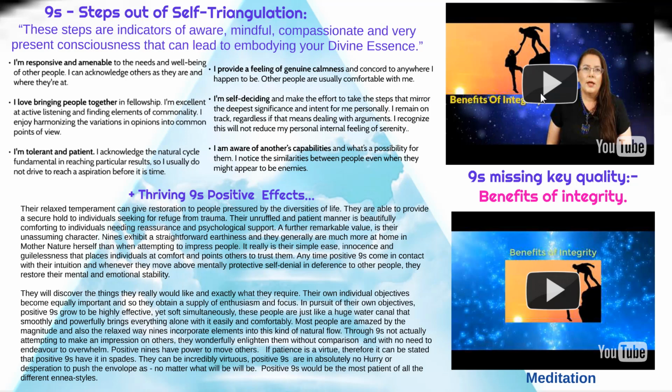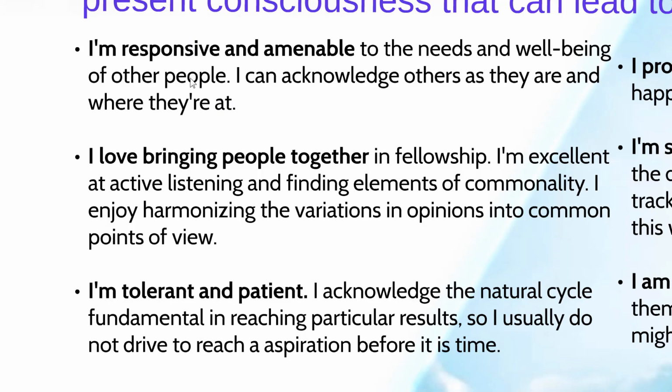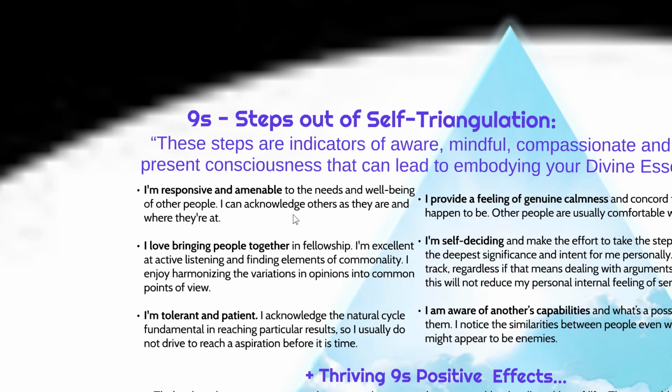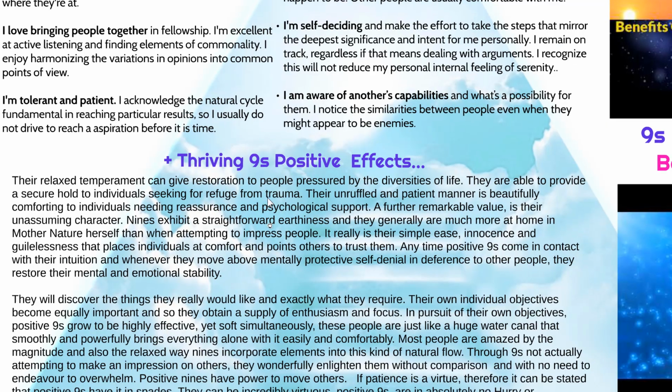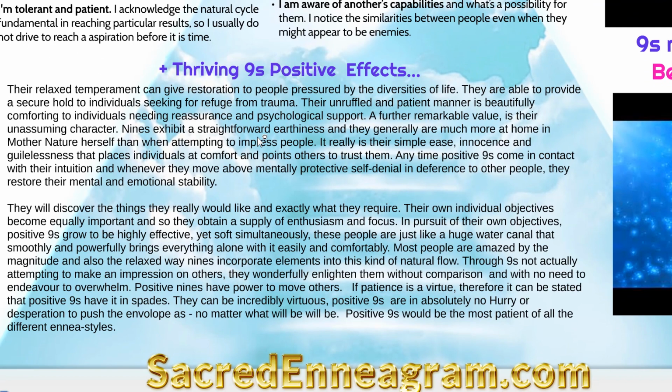We have videos about the missing key qualities of each type, and also a meditation on how to integrate missing key qualities of our type. But also this section focuses on the attributes that are wholesome and holistic and compassionate. So the steps out of self-triangulation are indicators of an aware, mindful, compassionate, and very present consciousness, and the thriving attributes of each Enneagram style and type.